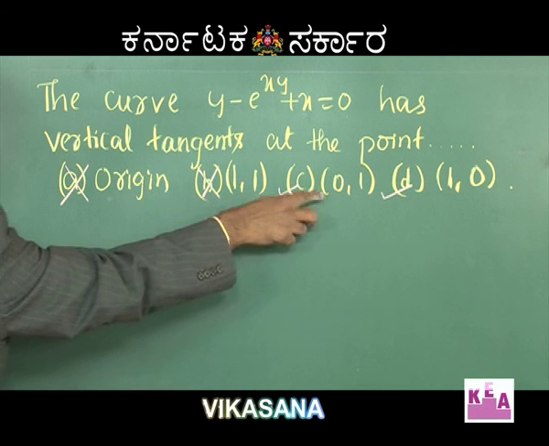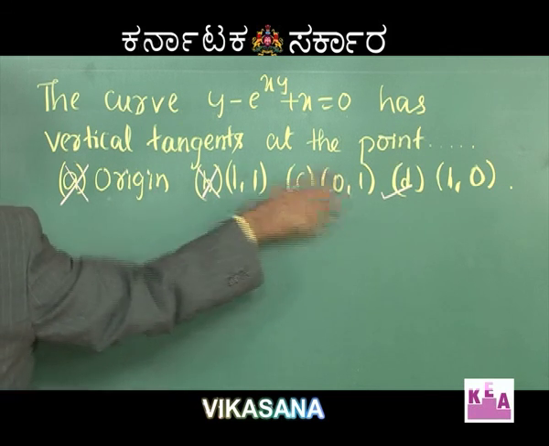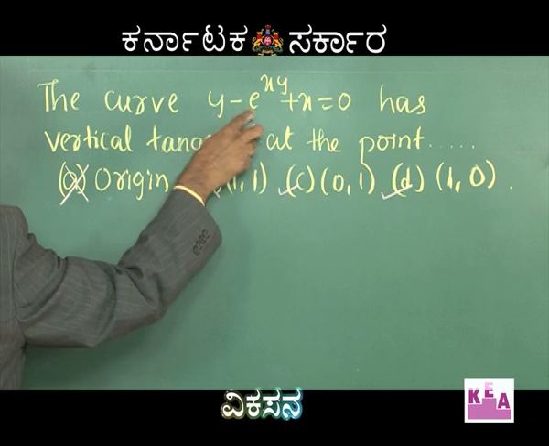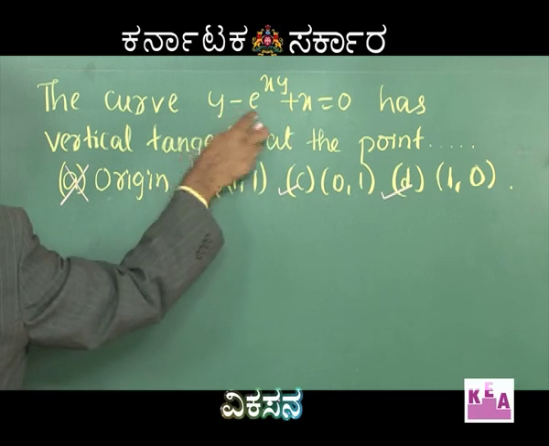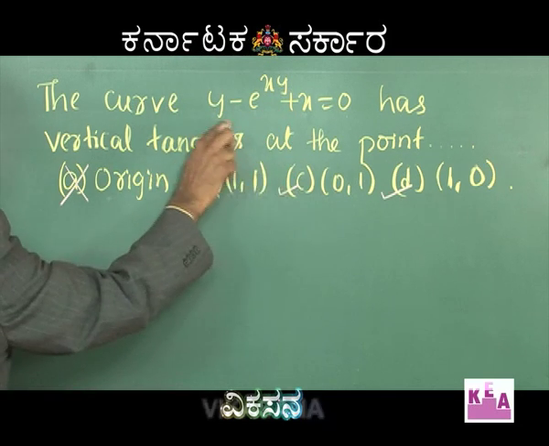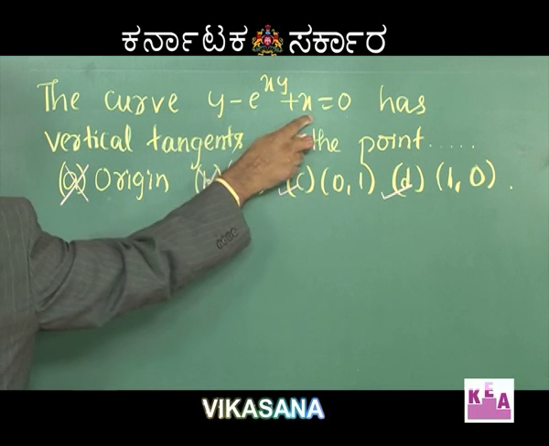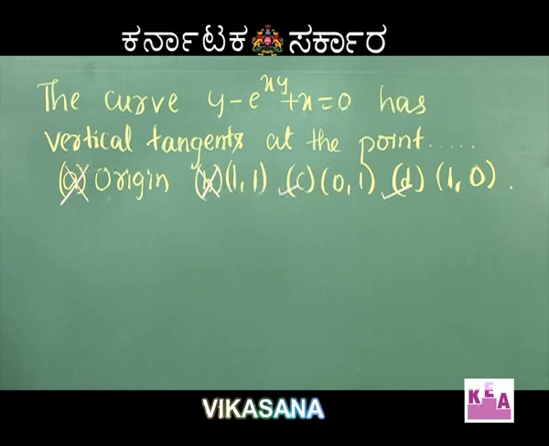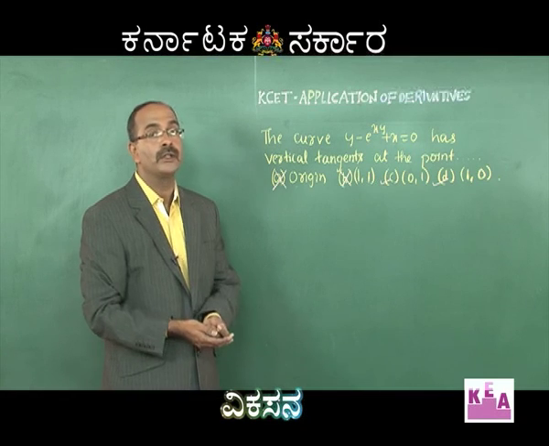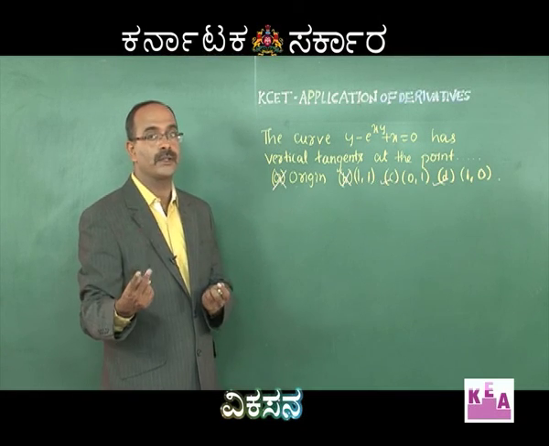Because put x is equal to 0 and y is 1: 1 minus e power 0 plus 0, 1 minus 1 is equal to 0. Similarly, 0 minus 1 plus 1 is also 0. Therefore, either C or D must be correct. We have reduced 4 options to 2 options now.